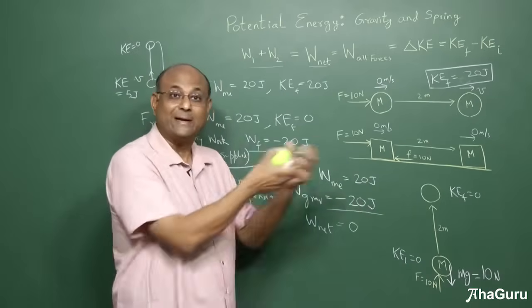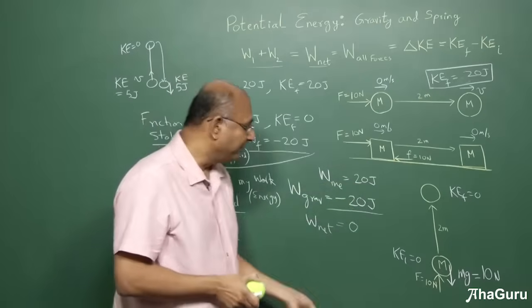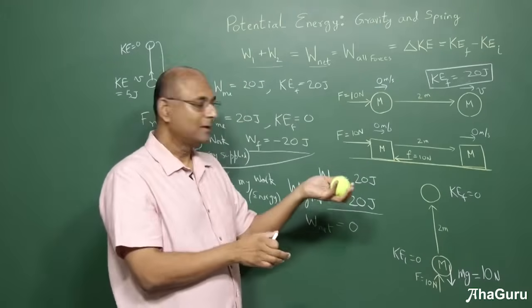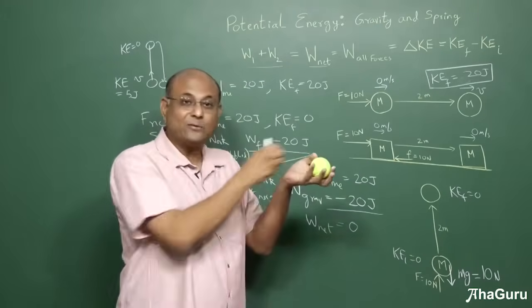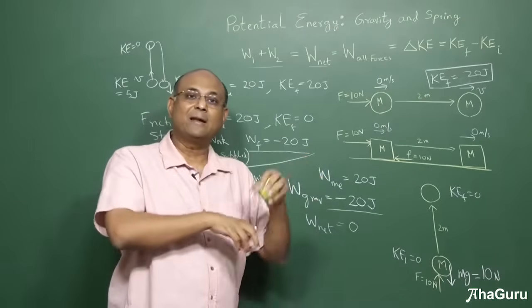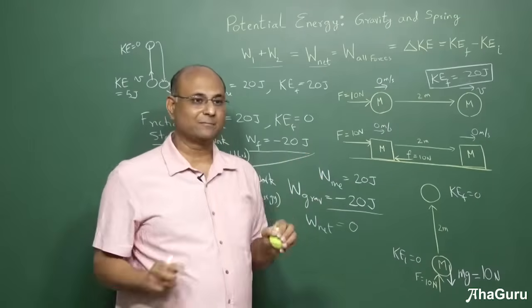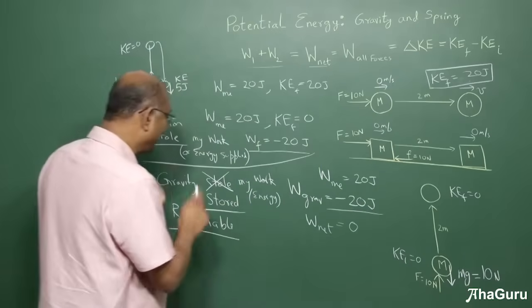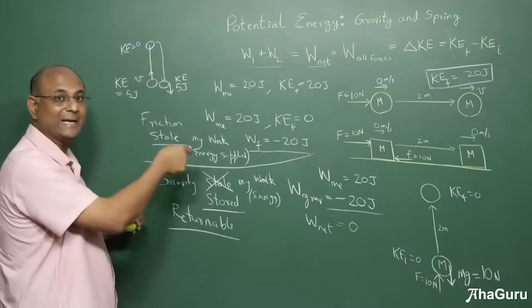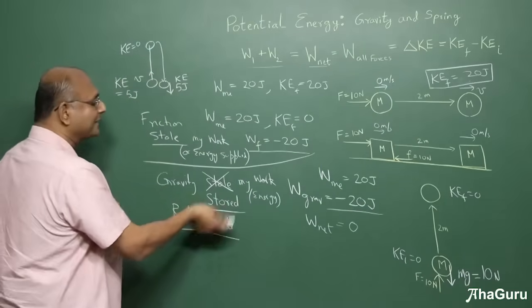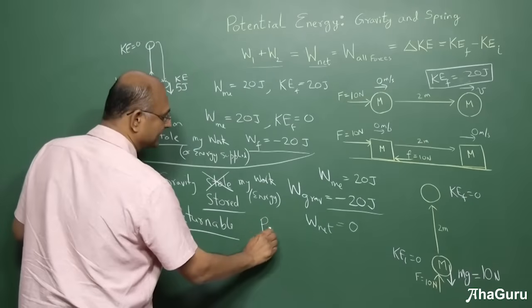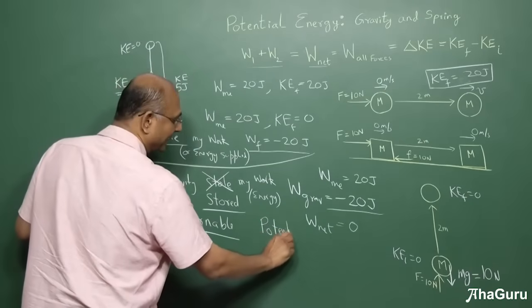So what gravity is doing is it's taking that minus 20. So that means it's taking 20. I am giving 20 to the ball. Right? Gravity is taking the 20 away. But it's not taking it away and losing it. It's taking away and storing it. Okay? So instead of saying gravity stole, we will say gravity stored it in the form of potential energy.